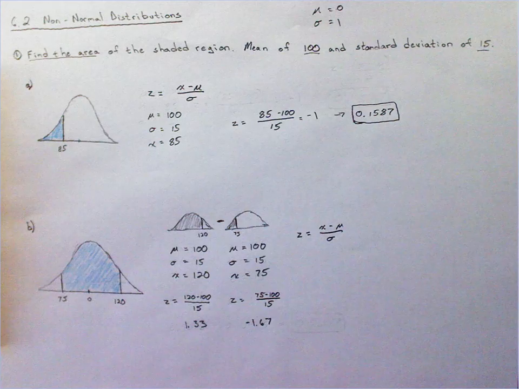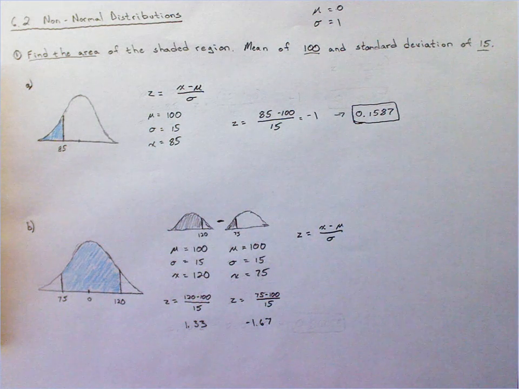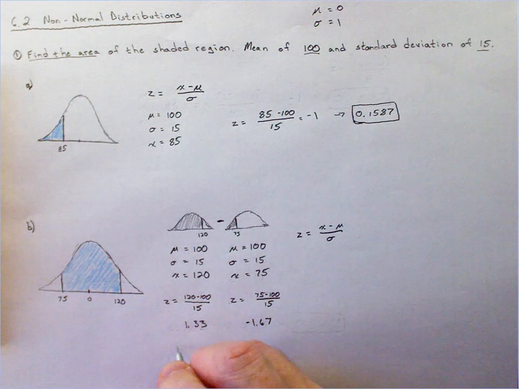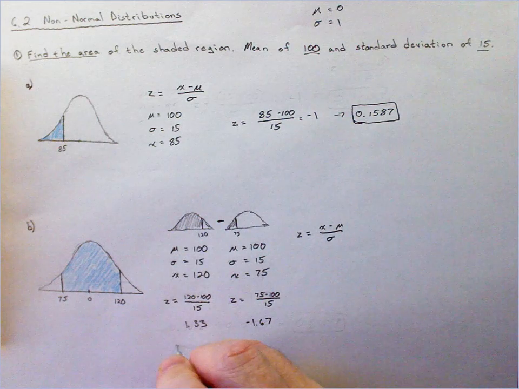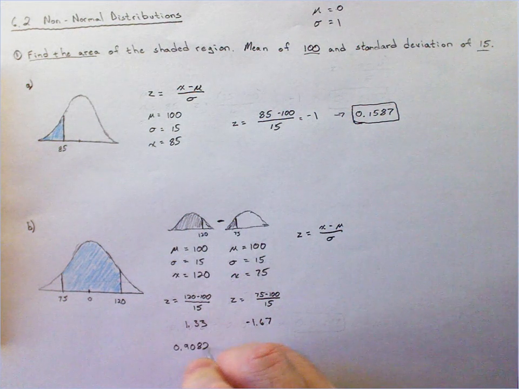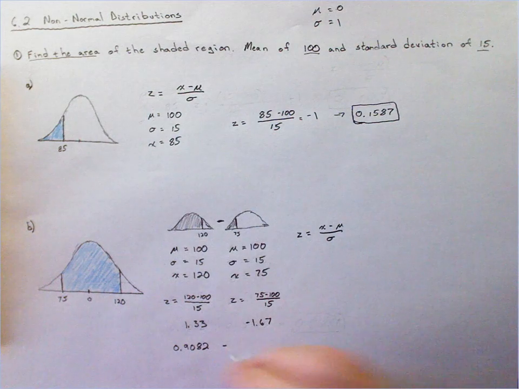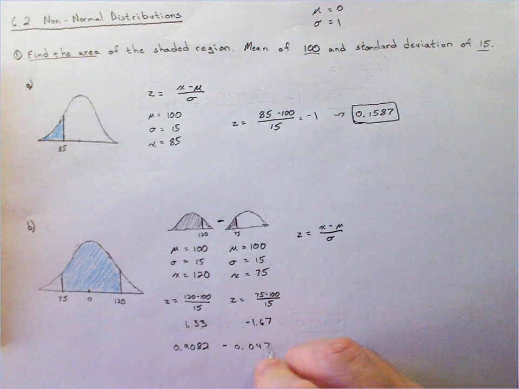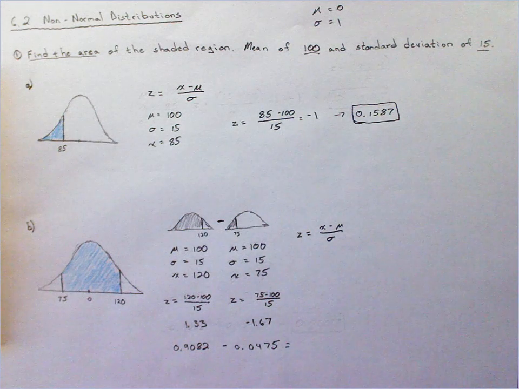So I get my table out and I look them up. I want to look up a z-score of 1.33. So positive, page 2, 1.3 and 3. That gives me 0.9082. Minus, and now I look up, page 1 for negatives, and that gives me 0.0475. And all I do is subtract them.